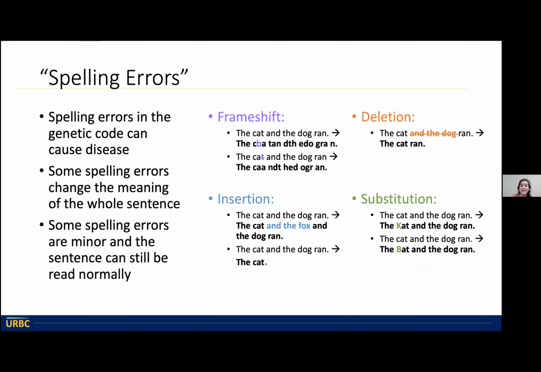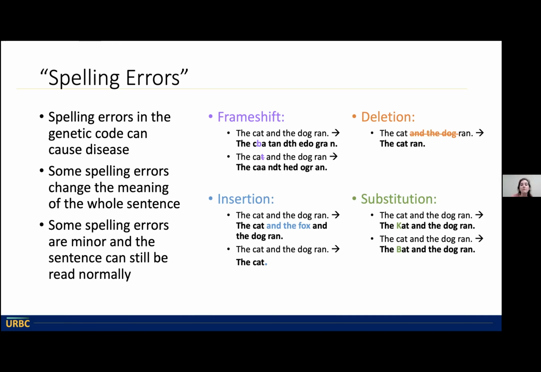Unfortunately, our body isn't perfect, and sometimes spelling mistakes happen. We call these errors mutations or variants, or sometimes polymorphisms. We have a few ways to proofread and fix errors in our body, but we can't catch them all. Some of these spelling errors end up causing disease. Just like in the English language, some spelling errors can change the meaning of an entire sentence, but some spelling errors are pretty minor, and the sentence can still be read normally.